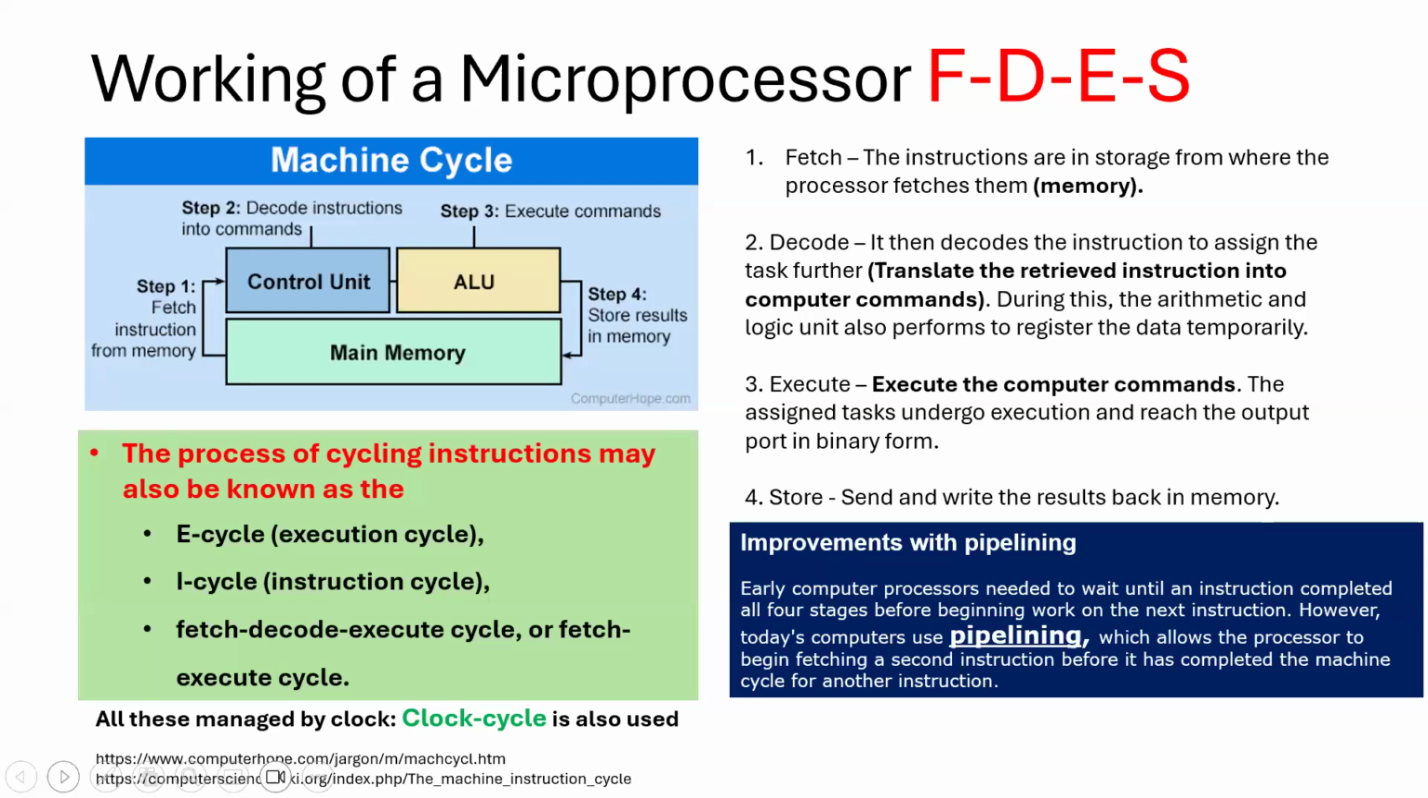Executing a command is simply assigning a task, undergoing the assigned task, undergoing execution, and reaching the output port in binary form. And of course, the last one. So FDES is simple. Then you store, right? You fetch, you decode, you execute, and then you store. This thing that you see here is what we refer to as the clock cycle as well.